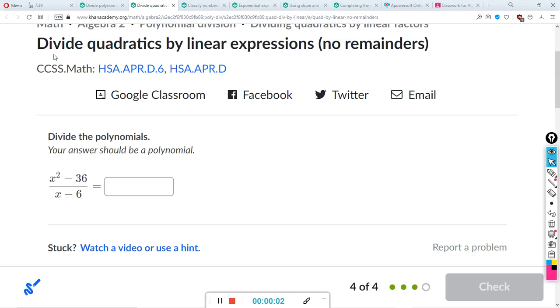This will be for the assignment: divide quadratics by linear expressions with no remainders. Okay, so we're basically just dividing fractions.